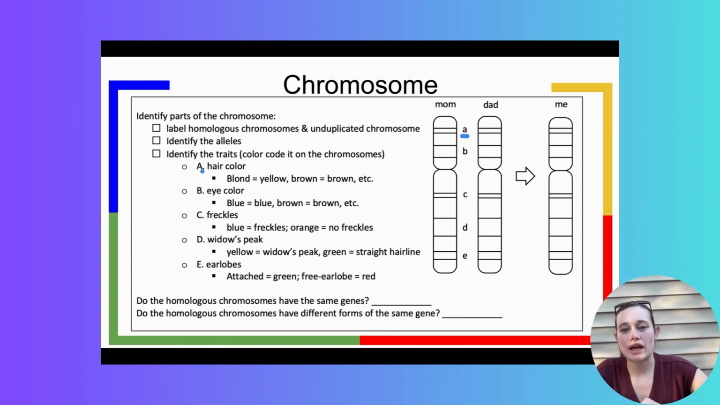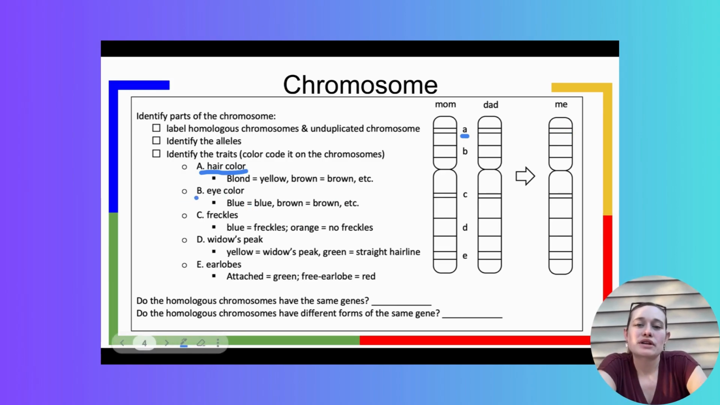For allele A, you're going to look at hair color. If mom has blonde hair, you're going to color it yellow. If mom has brown hair, you're going to color it brown. If mom has black hair, you color it black. Red hair, red, and so on and so forth. Do the same thing for your dad's alleles as well. Whatever hair color, you're going to color it that here. Then you're also going to do your own hair color and see the differences between your mom, dad, and you, and see where you get your traits from.